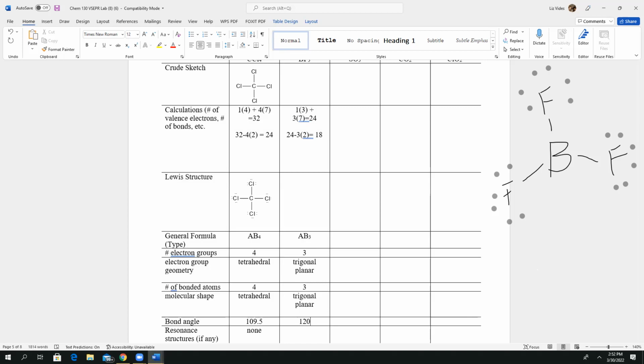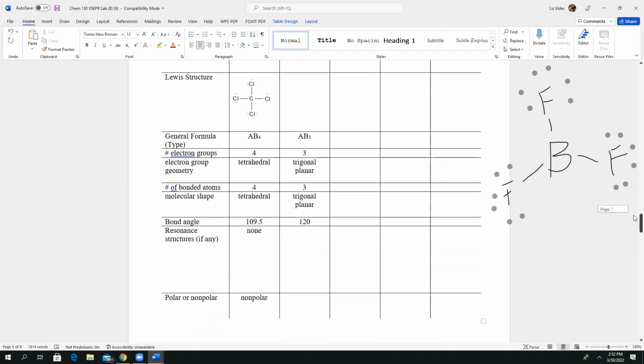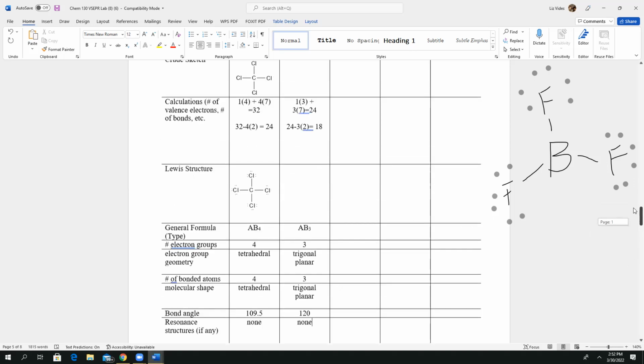Just think of dividing a circle in 3. That would be 120. And the next part, we are not having any resonance because we have no double bonds. And the last part we will not do today. We will leave it alone. Now we're going to go to the next one.